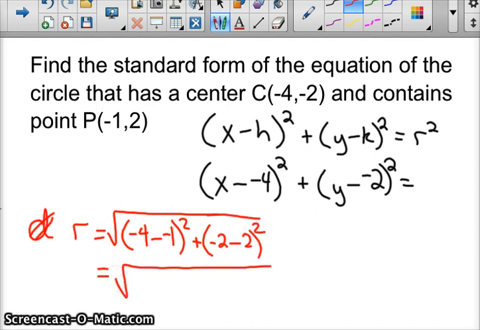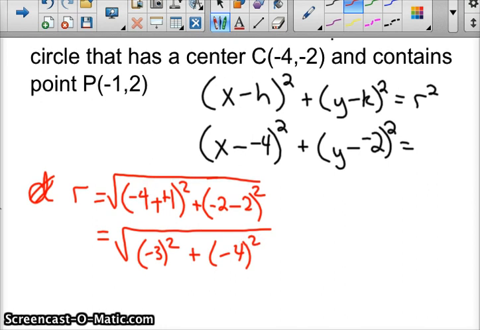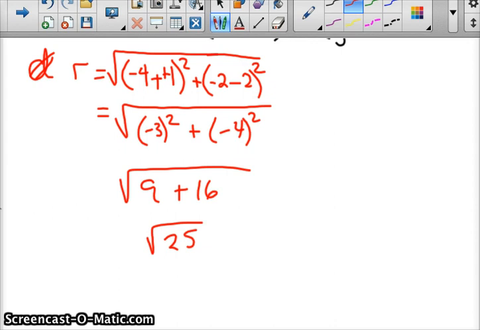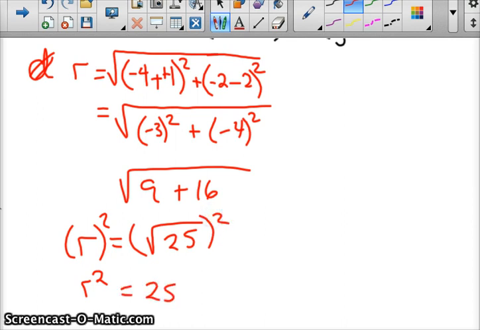So the square root of negative 4 plus 1 is negative 3 squared plus negative 4 squared. And you just keep on working your way down. And so that would be the square root of 9 plus 16, which is the square root of 25. But we need r squared, so you square both sides. And so we know that's 25.